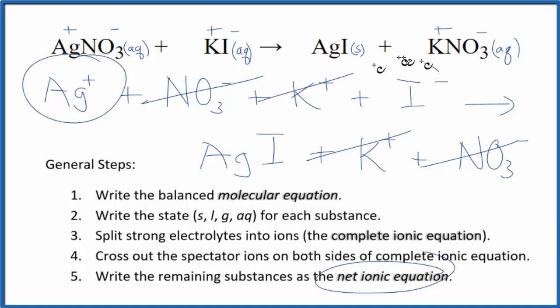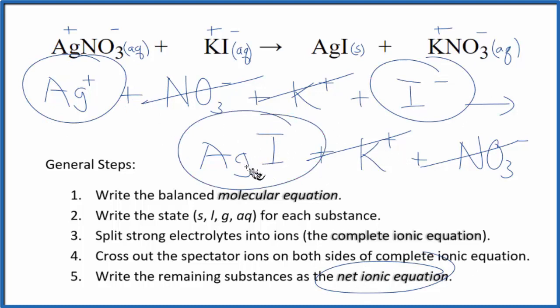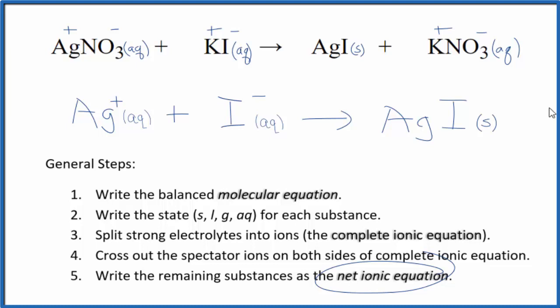Ag plus I minus, that gives us AgI. Let me clean this up a bit, and then we'll have our balanced net ionic equation for silver nitrate plus potassium iodide. And this is the balanced net ionic equation for AgNO3 plus KI. You'll notice that the charge balances out, so we have a neutral compound here, and we have the same number of atoms, each type of atom, on both sides, so it's balanced that way as well.